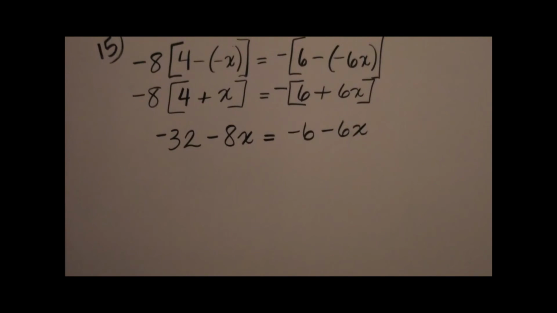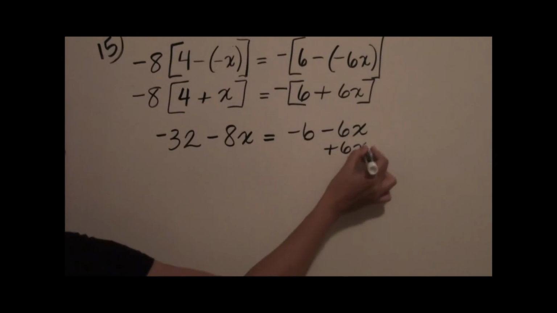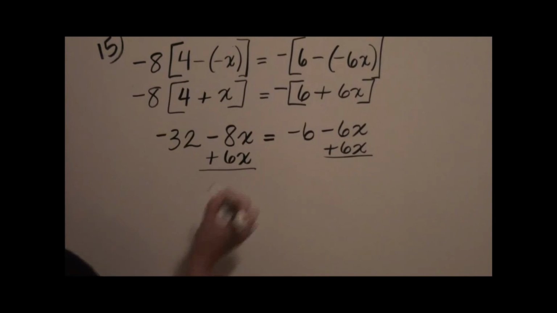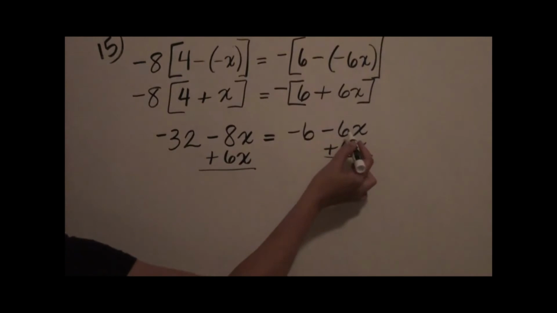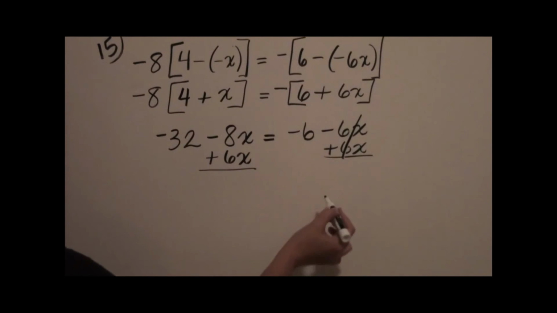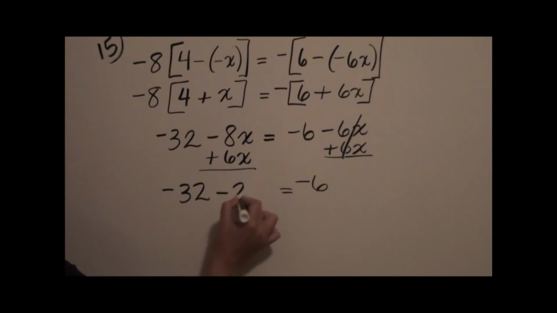Alright, now from there, we can add 6x to take variables to the left. On the right side, we've got negative 6x plus 6x. Those combine to give me 0. I'm left with negative 6. On the left side, I've got negative 32 minus 2x.